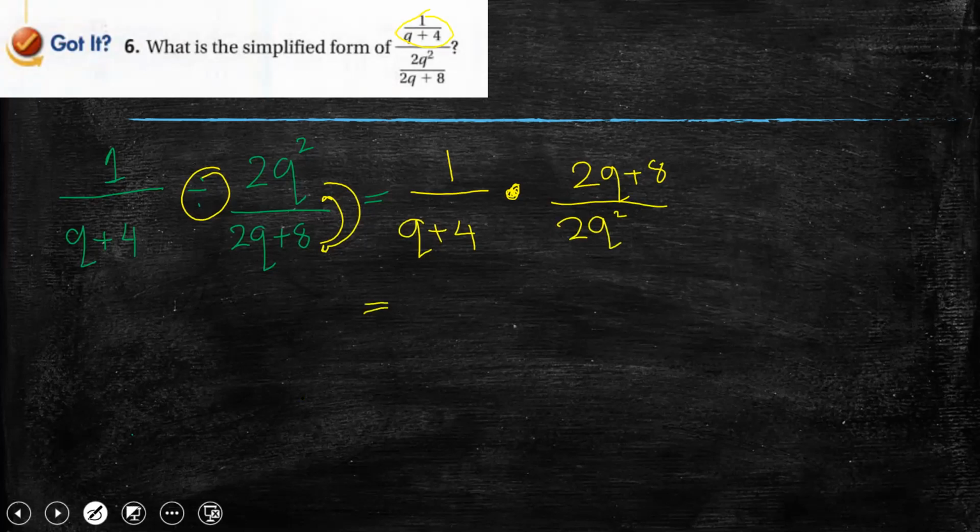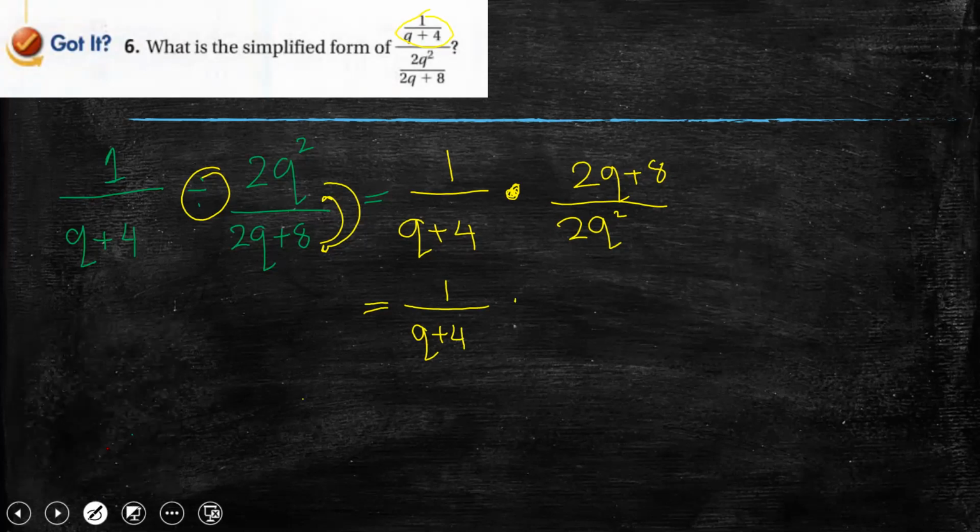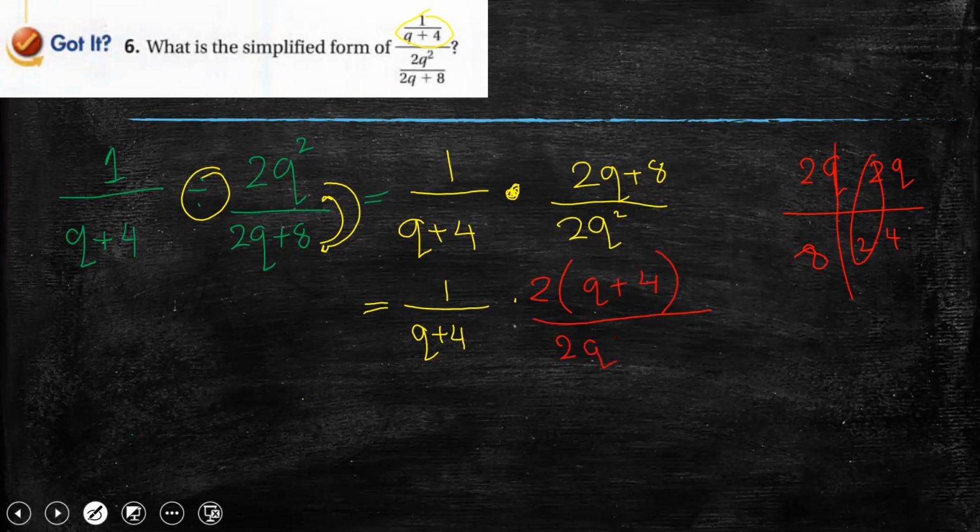Then let's try to simplify it. 1 over q plus 4 times, look at 2q plus 8. How can we simplify it here? We take a common factor. Common 2 as a factor: 2 times q, 2 times 4. So let's take 2 as a common factor. So we have q plus 4 over 2q squared.